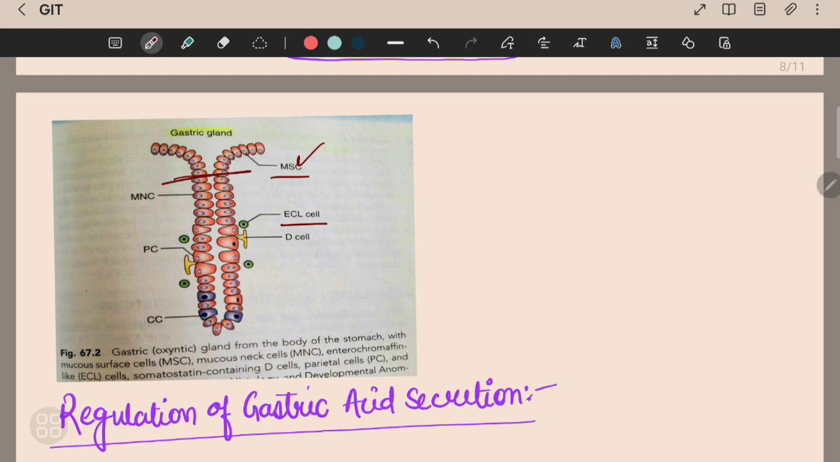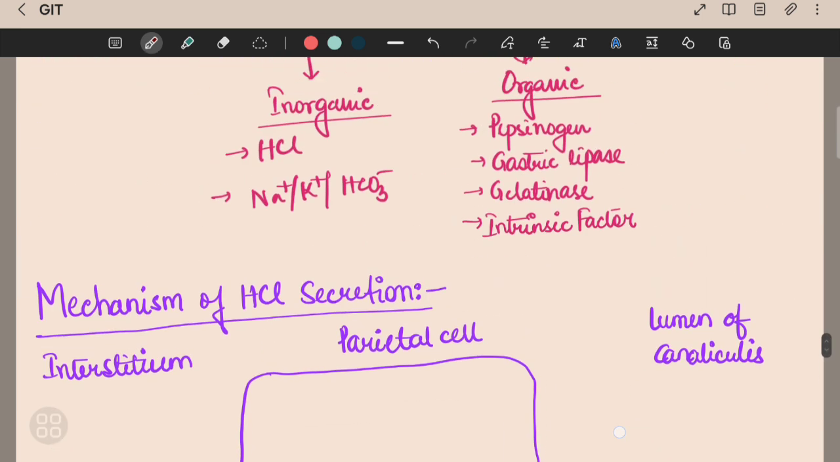They are present. The mucous neck cells I have already shown you. This is the neck region, so the mucous neck cells are present here. Also there are these parietal cells, and these are the chief cells. This CC means chief cells. The oxyntic cells are also present. From here only there is production of HCl.